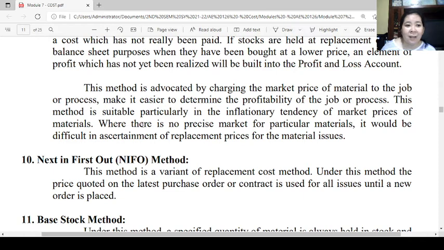Okay, this method is suitable particularly in the inflationary tendency of market prices of materials. Where there is no precise market for a particular material, it would be difficult to ascertain the replacement prices for the materials issued.